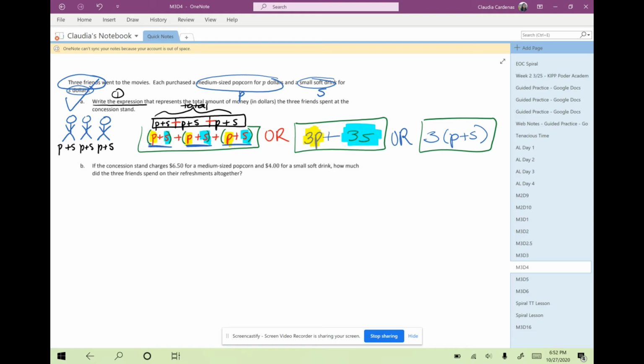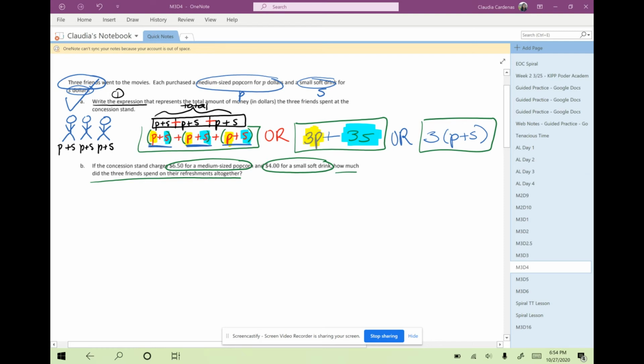It says if the concession stand charges $6.50 for a popcorn and $4 for that small soft drink or soda, how much did the three friends spend on their refreshments all together? Okay, so now we could redraw the picture and replace the P, the popcorn, with the amount of money it costs, and the S with the amount of money it costs for the soda, and then we could rewrite our expressions and solve. Or we could substitute these values in for P and S in any of the expressions, since we now know how much a popcorn and a soda cost.